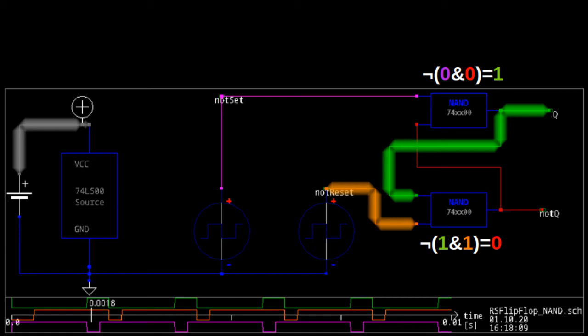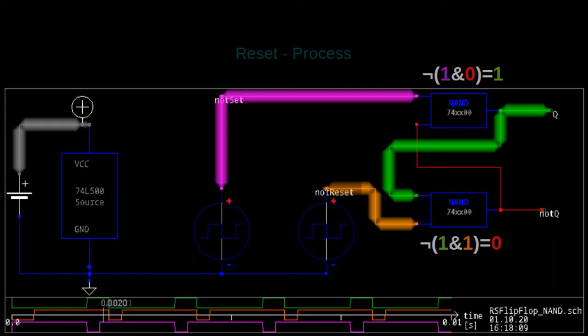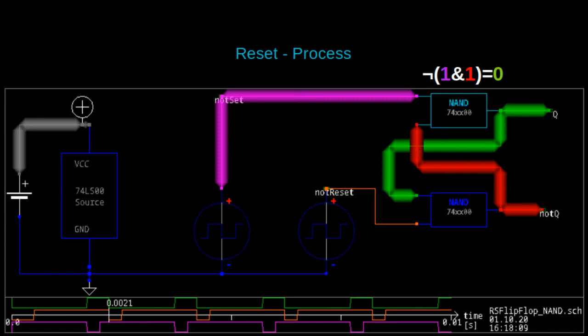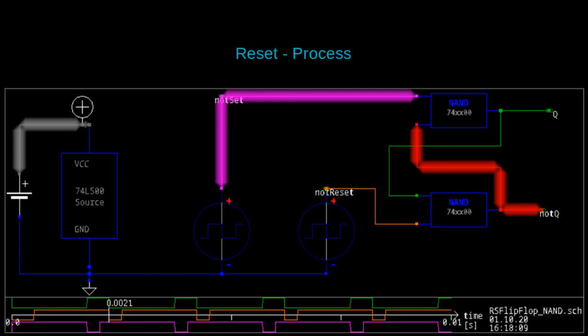This state keeps itself as it is, even when we turn the not set signal to true again. This state is kept until we give the flip-flop a reset command. And then the lower NAND has to switch on. The upper gate has to switch off. And the reset process is now complete. We have reached the reset state as we had in the beginning.